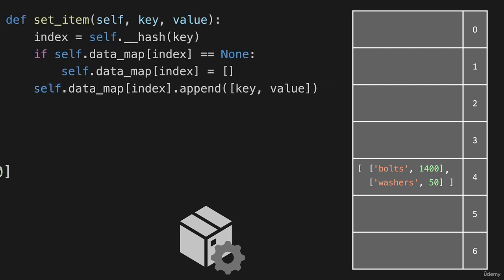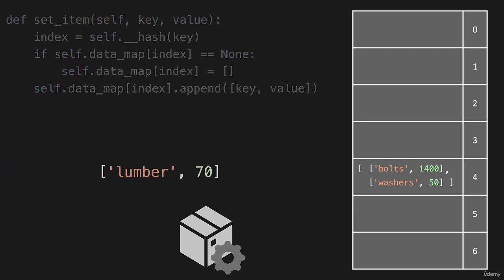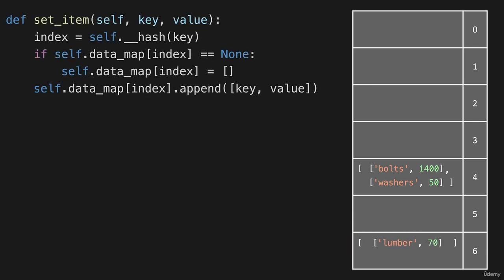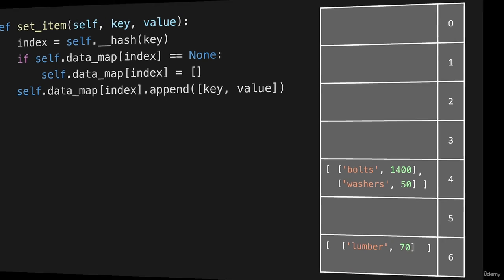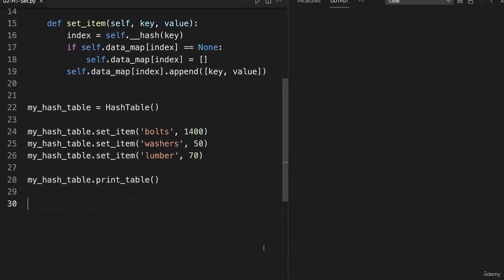Now let's just add one more. Lumber with a value of 70, so we have something at another index like that. And that is our setItem method. So we'll look at this code in a moment, and we will also create these key value pairs, put them into the hash table, then we will look at the hash table to make sure that everything got put in correctly. So now let's flip over to VS Code.